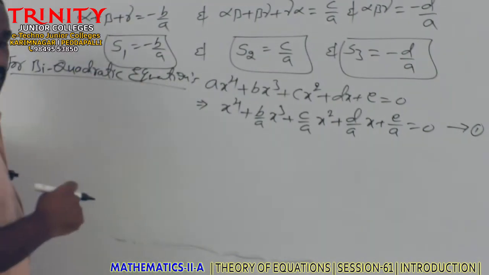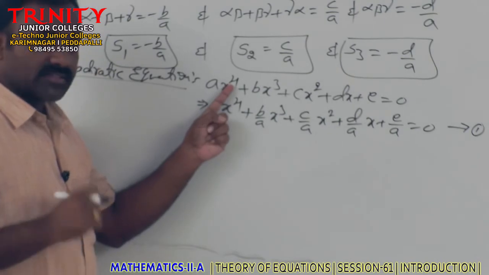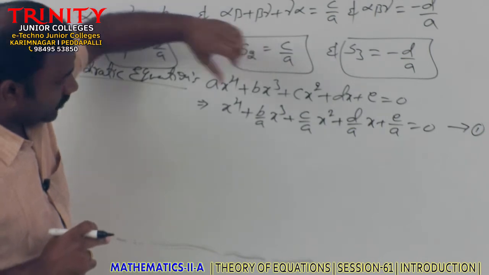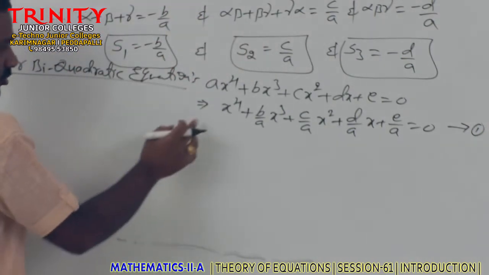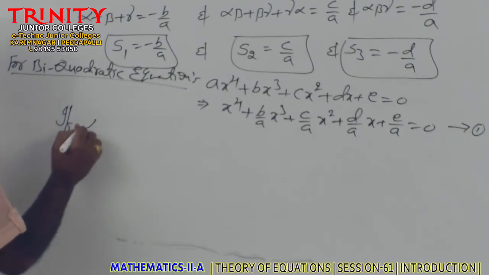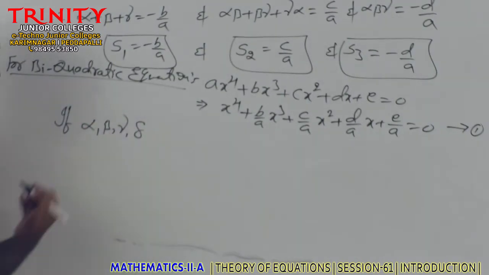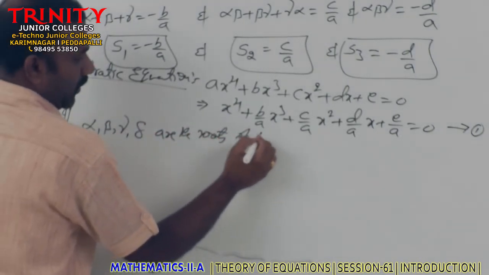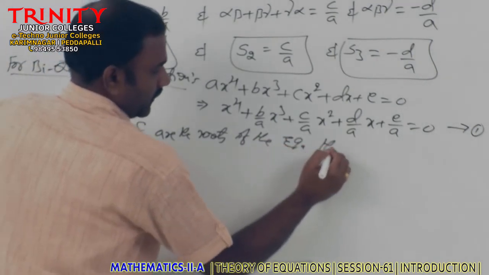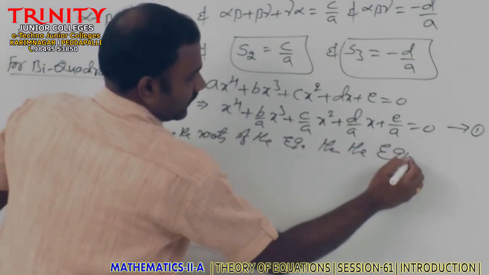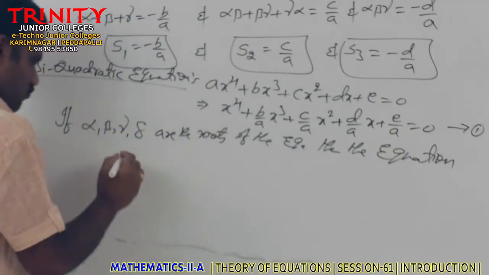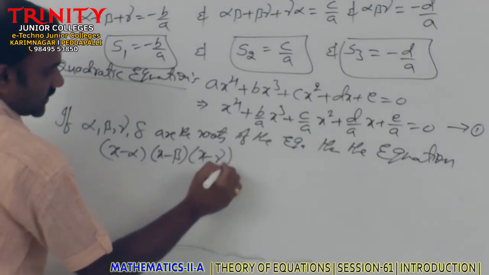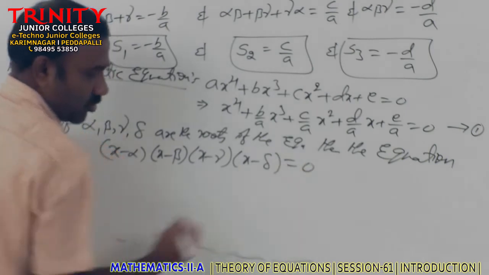Every nth degree polynomial has how many roots? N roots. Here this is a fourth degree polynomial, therefore it has how many roots? 4 roots. If alpha, beta, gamma, delta are the roots of the equation, then the equation is x minus alpha into x minus beta into x minus gamma into x minus delta is equal to 0.